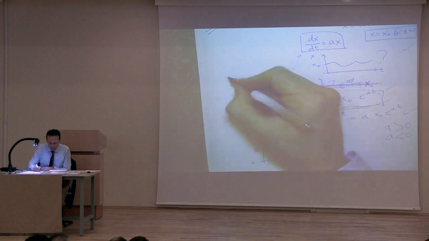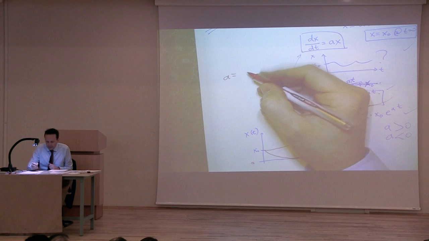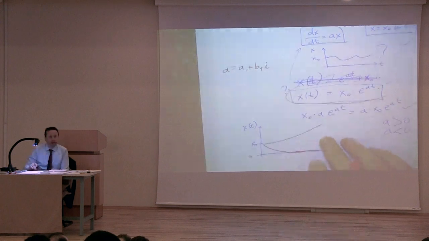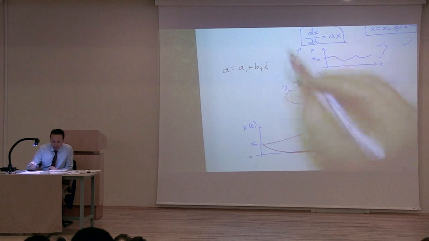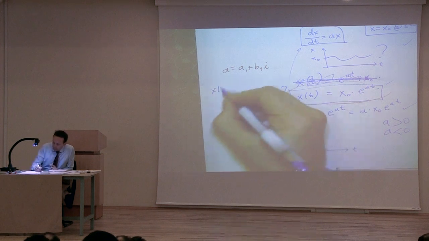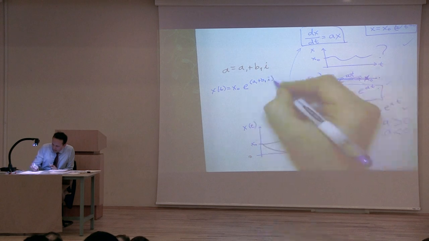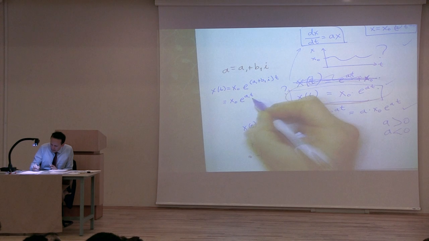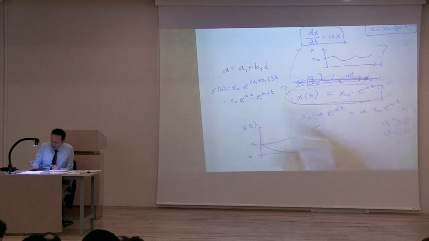What if a is a complex number? a is equal to, let's say, I have to make up a variable now, something like a1 plus b1 i. Let's say a is something like that. What happens then? It will oscillate. Why does it oscillate? Because simply the solution would look like this. x of t is a function of x0 e to the power (a1 plus b1 i) times t. That would be the solution. And that would be equal to x0 times e to the power a1 t times e to the power b1 i t. Right? If a was a complex number.